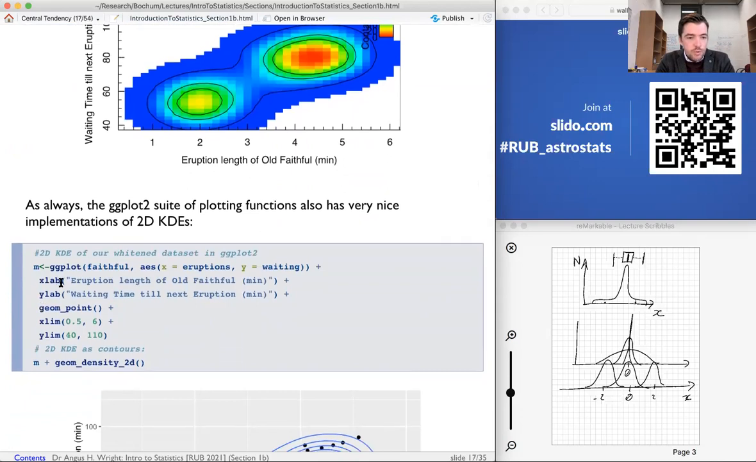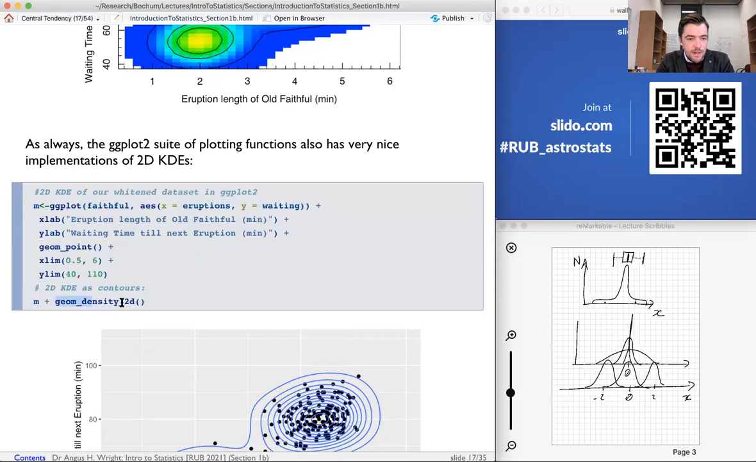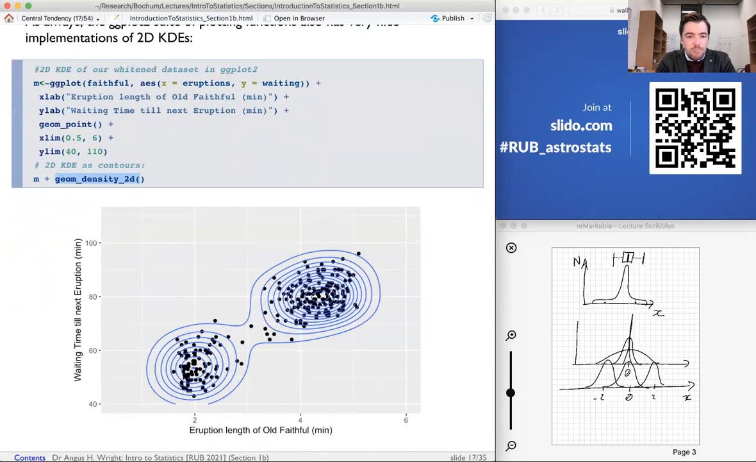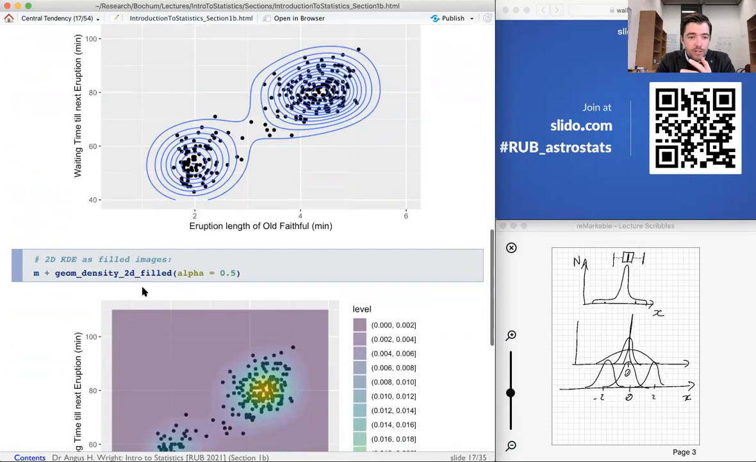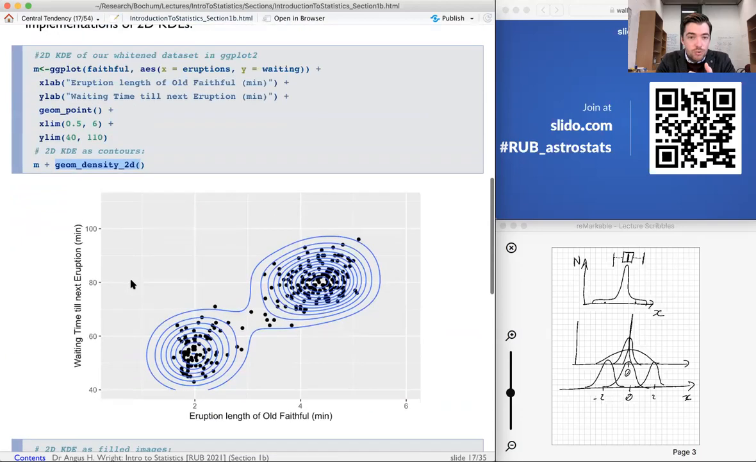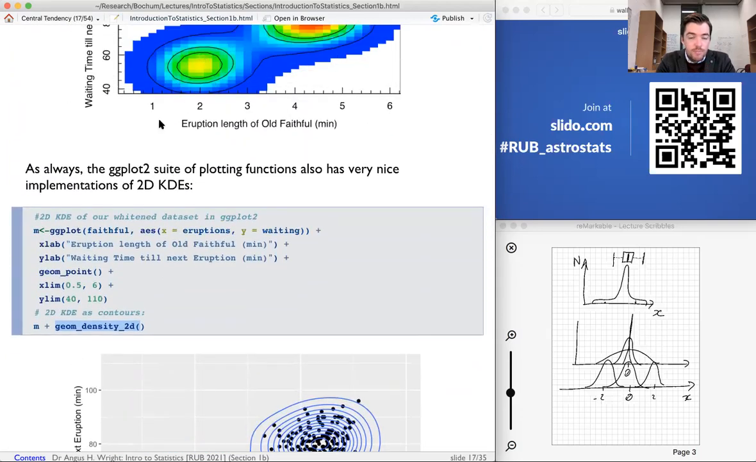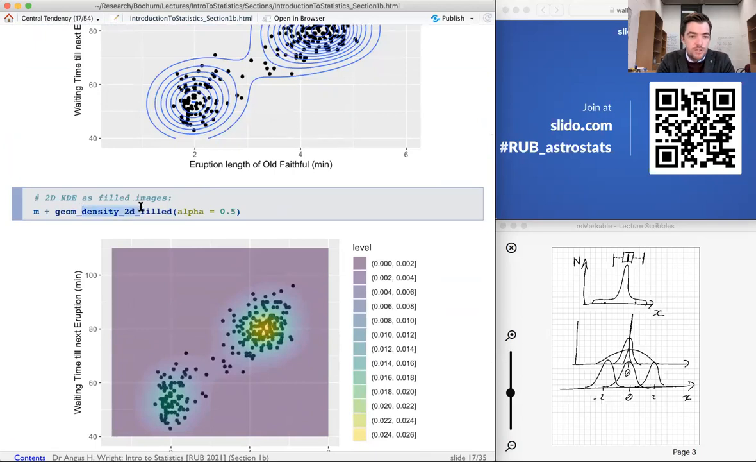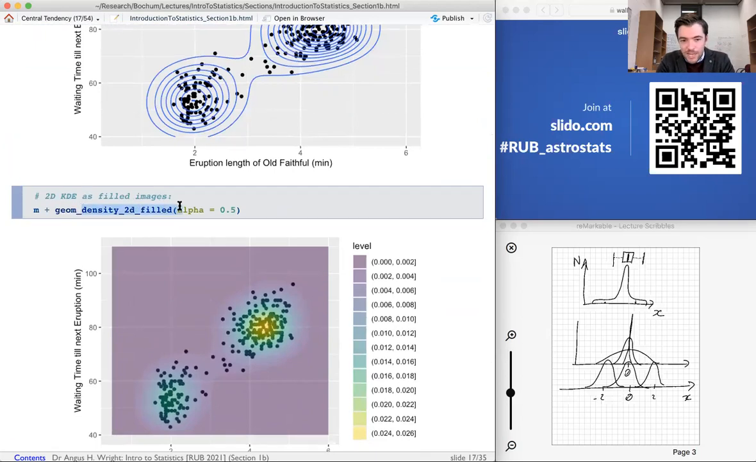And the way in which you can do a kernel density estimate in ggplot is using just geom_density_2d. So here I've plotted the scatter plot of the data set from Old Faithful, and then I've overlaid the two-dimensional kernel density as contours. If instead of contours, I wanted to use, for example, an image like we had in the background of the magplot version, the magic axis version, then we would use this 2D density filled, very simple again.